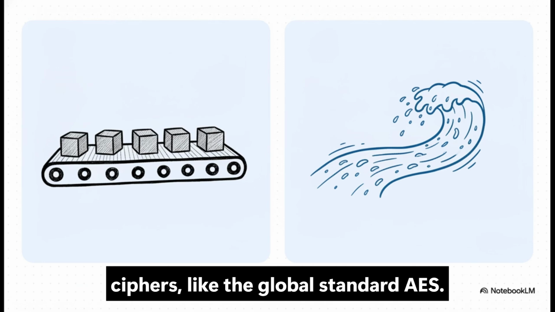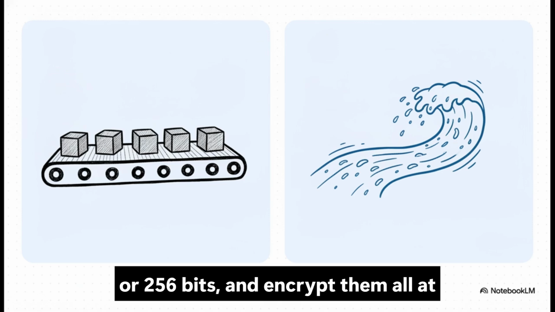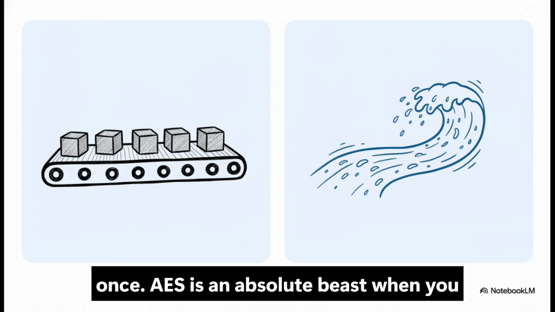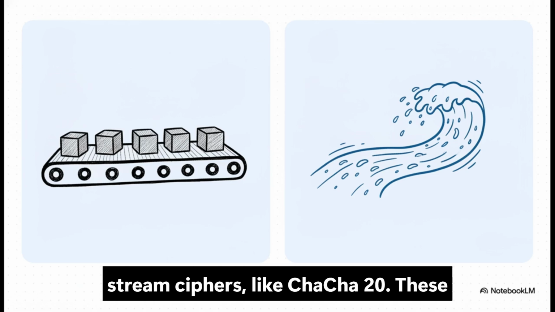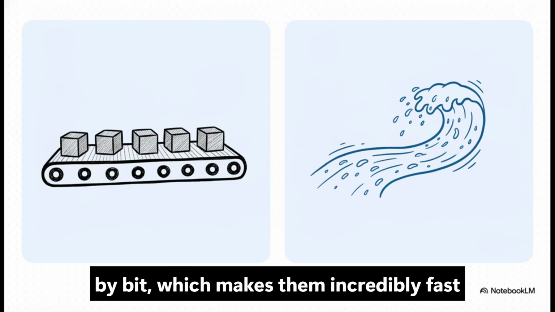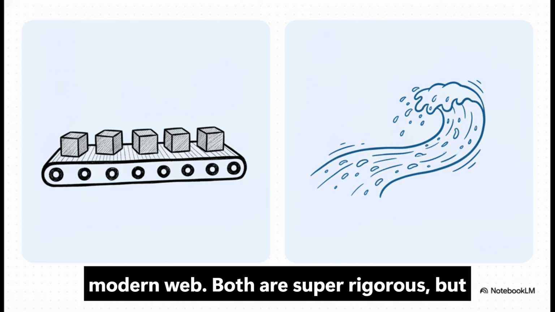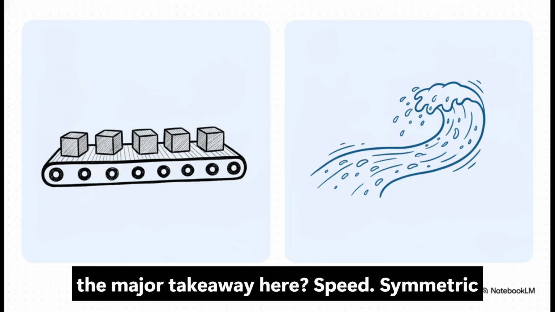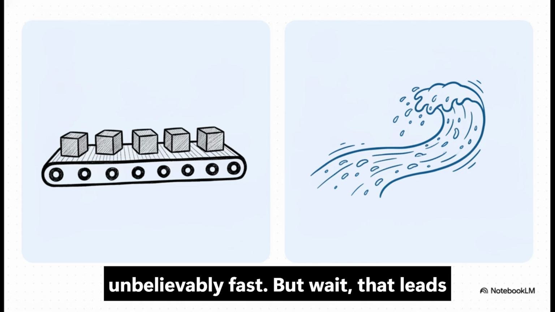Simple, right? Now, within this symmetric approach, we generally see two main flavors. First, you've got block ciphers, like the global standard AES. These take fixed chunks of data, say 128 or 256 bits, and encrypt them all at once. AES is an absolute beast when you have the hardware for it. Then we have stream ciphers, like ChaCha20. These encrypt data continuously, basically bit by bit, which makes them incredibly fast for software, mobile devices, and the modern web. Both are super rigorous, but the major takeaway here? Speed. Symmetric algorithms can process massive data sets unbelievably fast.